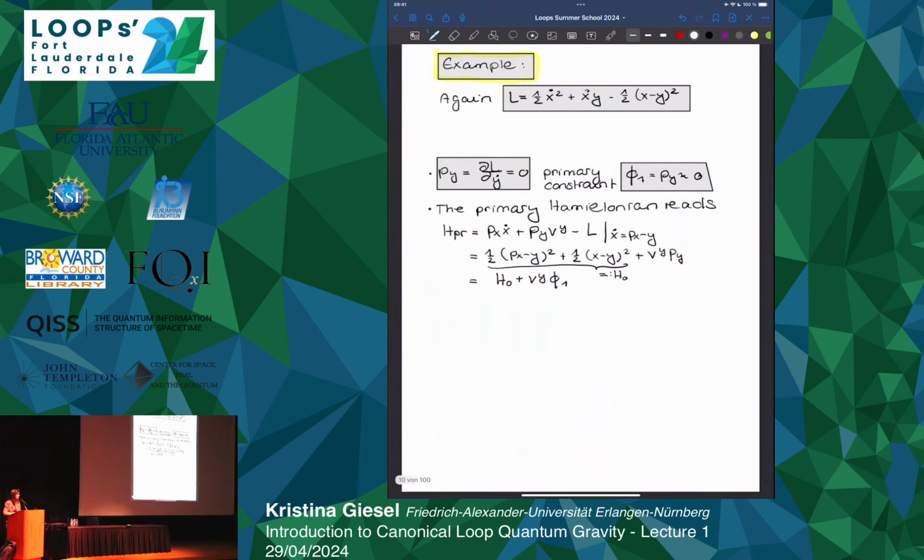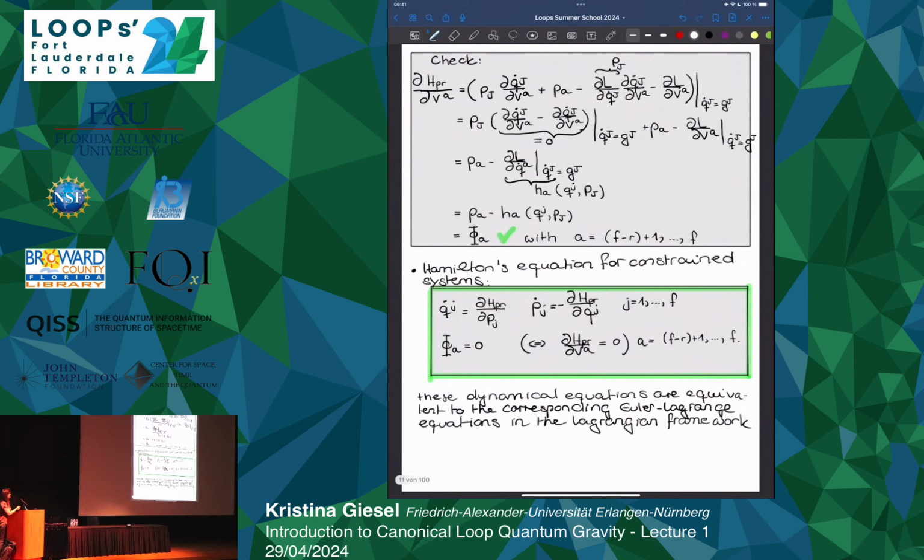And if we look at our example, this indeed works. Taking this Lagrangian, we get the momenta. We have one primary constraint here, which means that p_y is vanishing. And if we construct the primary Hamiltonian in the way I just discussed, you really see it can be written as some H naught, shown here, plus v_1 times phi_1 in this case. You can also check this yourself later because the notes will be provided. This works also in the general case.